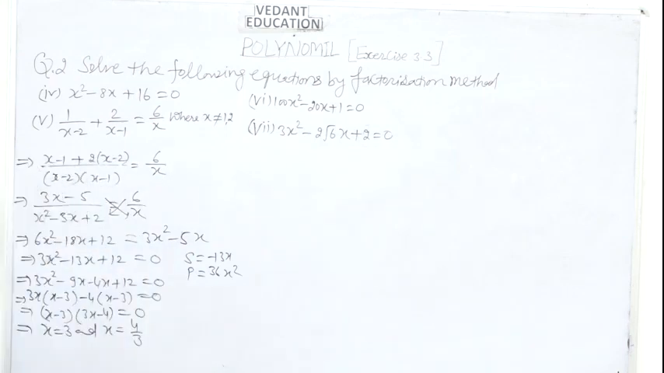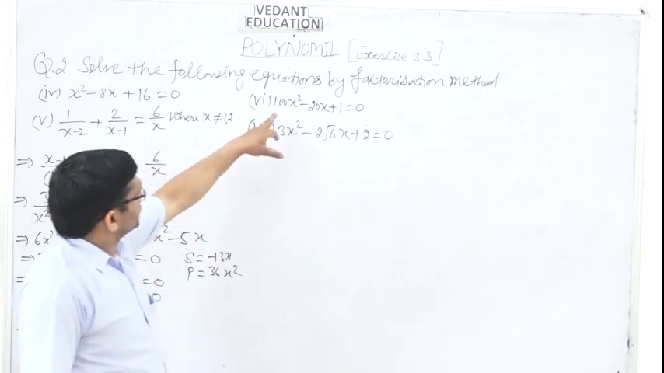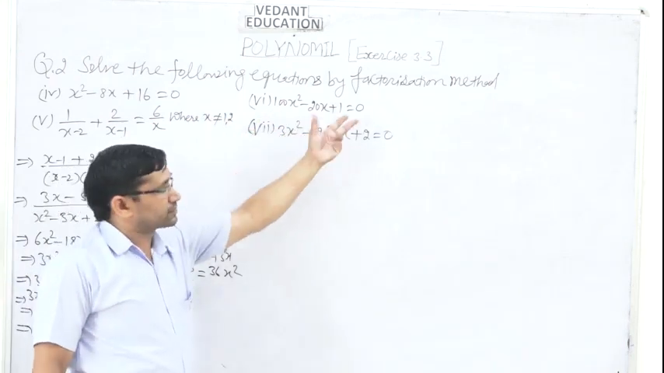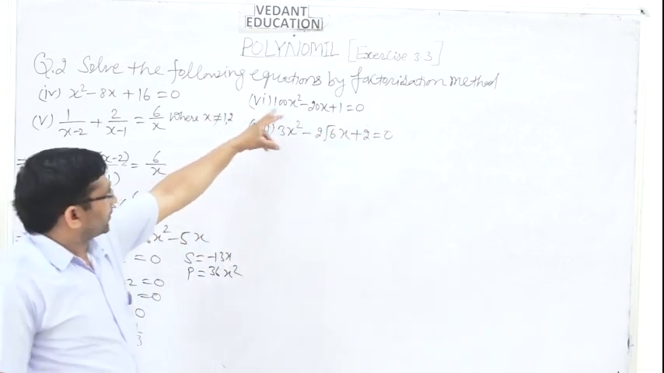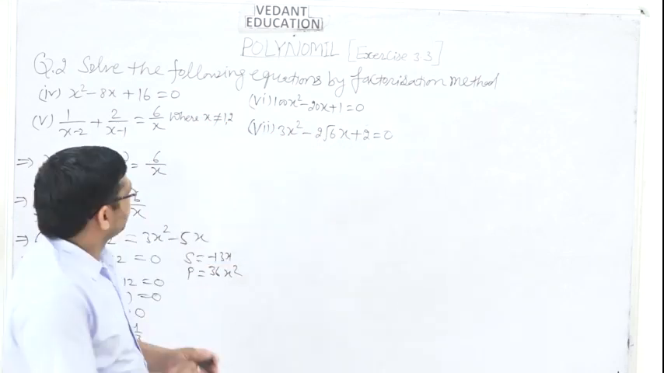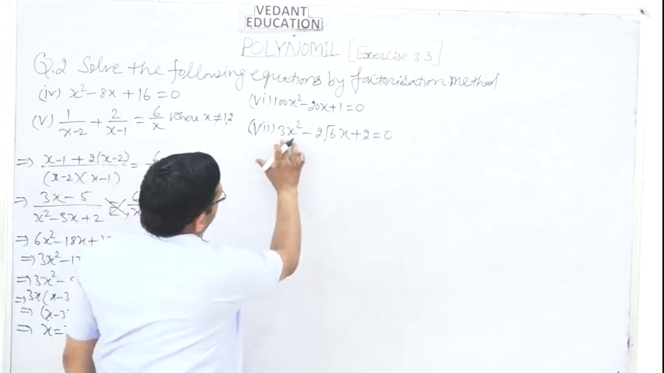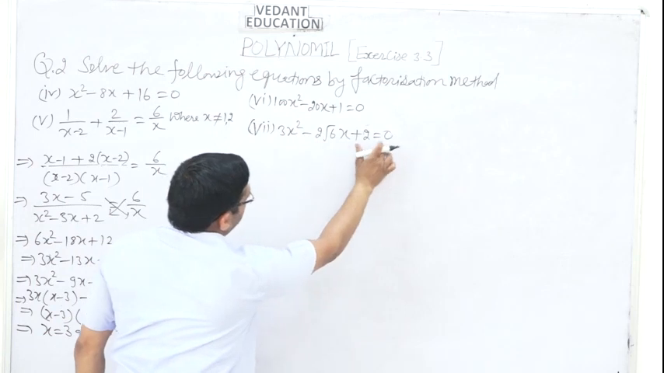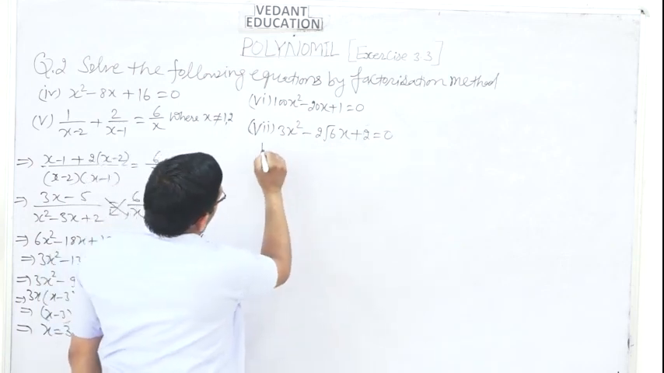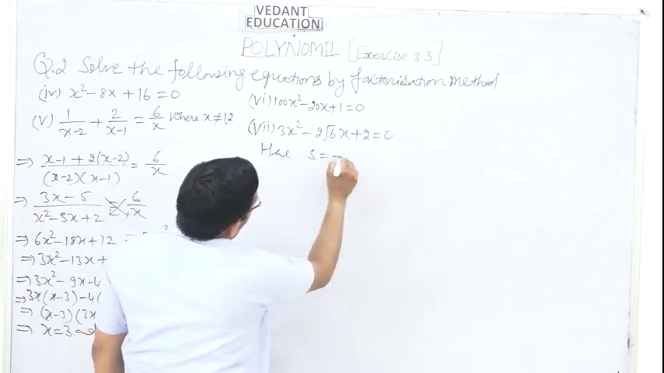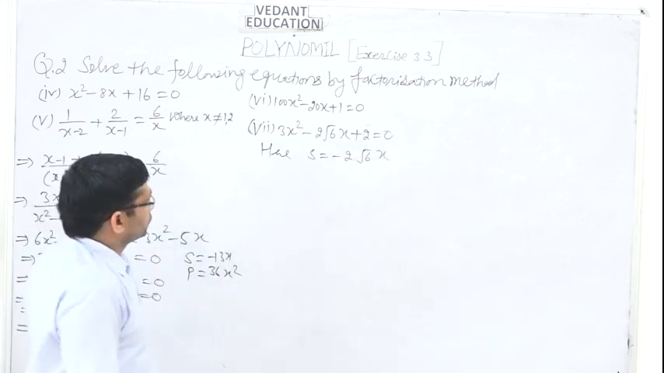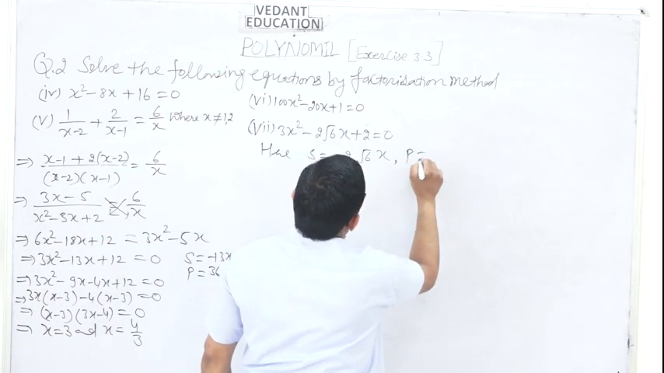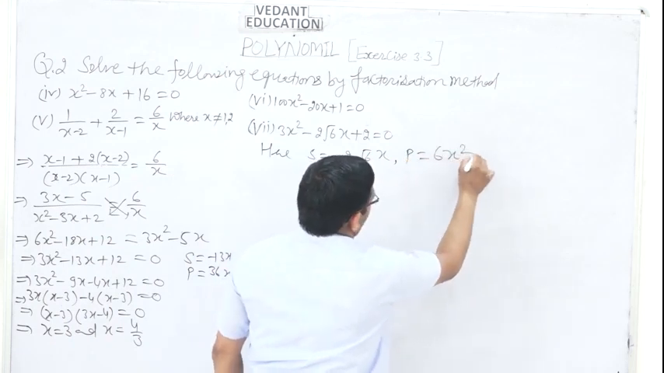Now sixth part. Sorry, sixth part is 100x square minus 20x plus 1 is equal to 0. Again here this is a very simple quadratic equation, so you can easily solve. Now part 7: 3x square minus 2 root 6 x plus 2 is equal to 0. Here sum is minus 2 root 6x and product is 6x square.